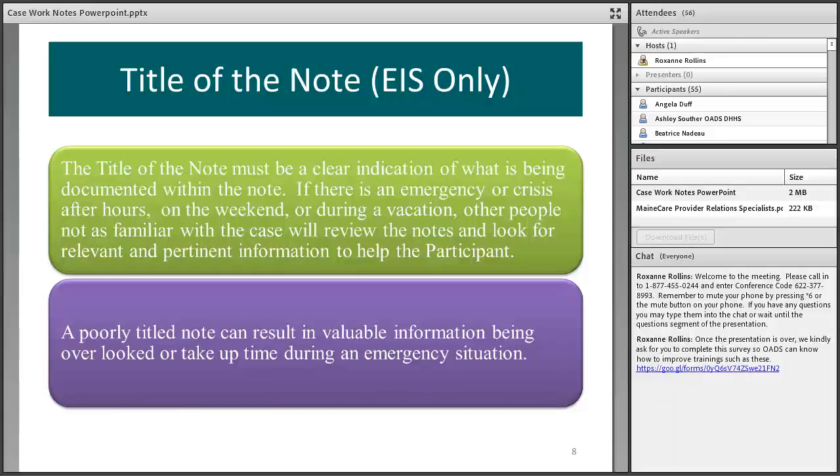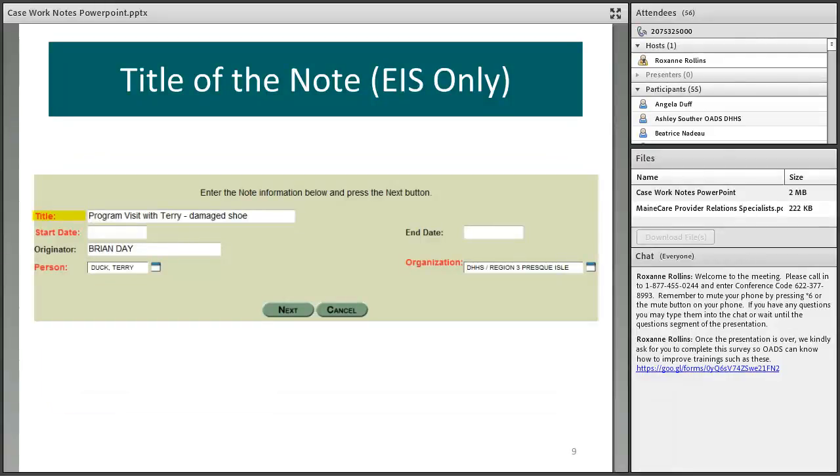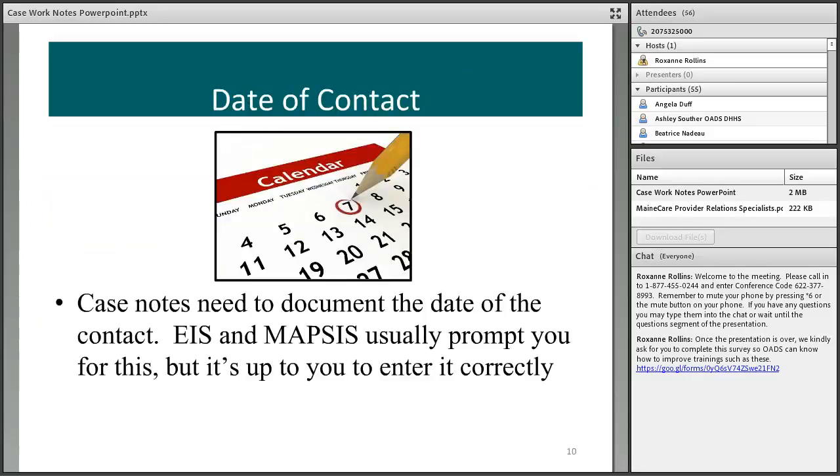So your poorly titled note can certainly result in valuable information being overlooked or take up time during that emergency. So on this next screen, you'll see the title of the note for EIS screenshot, and you'll see at the top, title is highlighted. It says program visit with Terry, and you don't have to put the consumer's name because this is only Terry's file. So you could put program visit, you know, and then dash damaged shoe. So we know exactly what that conversation was about in this case. So if somebody's in the hospital, we're not going to look at a damaged shoe note.